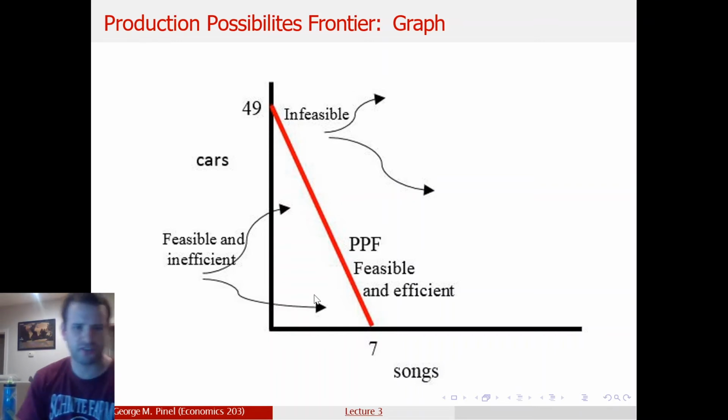But in this example, I specified that he can only make cars and songs. He's not doing a third option, right? So it's inefficient for him to make 5 songs and 0 cars because that gives him 2 extra days of inactivity. So it's inefficient even though it's feasible. This point here, which would correspond to less than 7 songs and 0 cars, is inefficient because he has wasted resources.